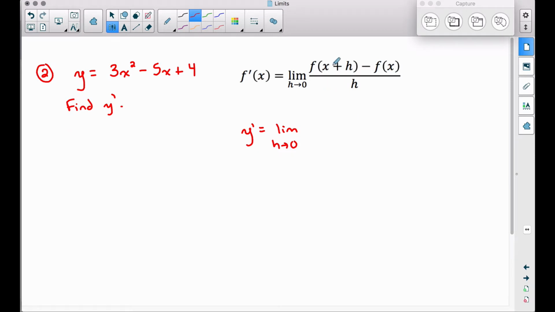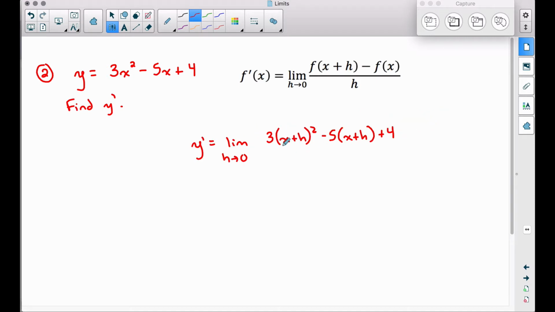You want to make sure you plug x plus h into all of the x spots in the function. So we have to do it in 2 spots right here. It looks something like this: 3, and we got x squared. So we want to plug x plus h into that spot. Don't forget to square it. 3x squared minus 5x, so we subtract 5 times x plus h plus 4.